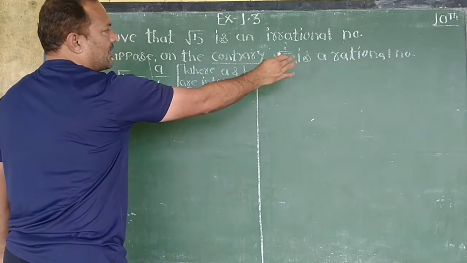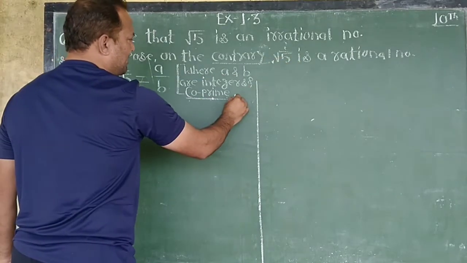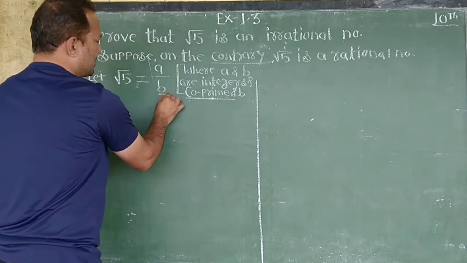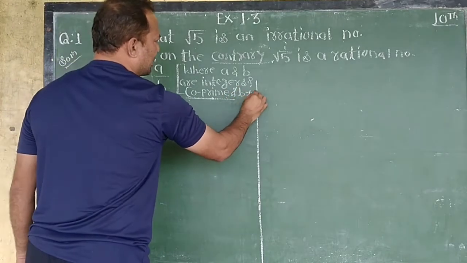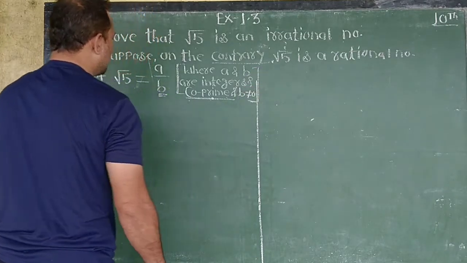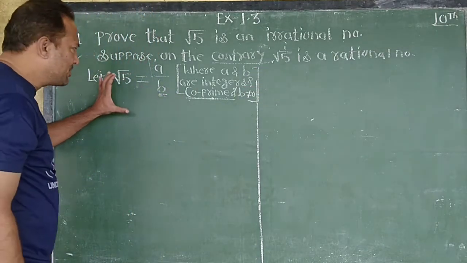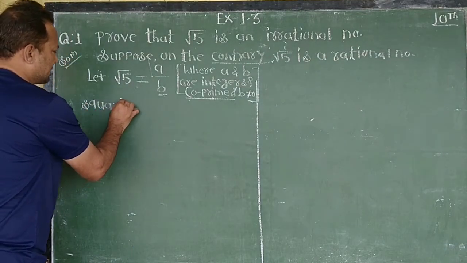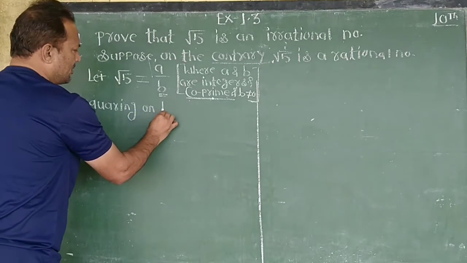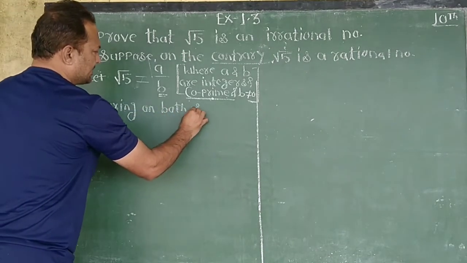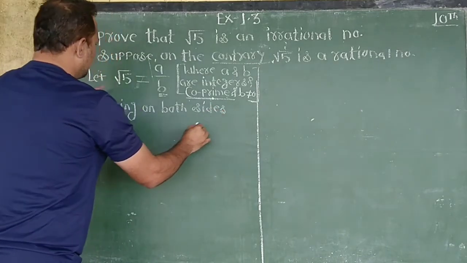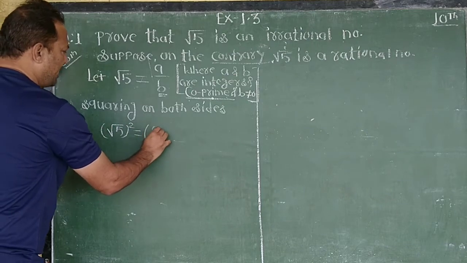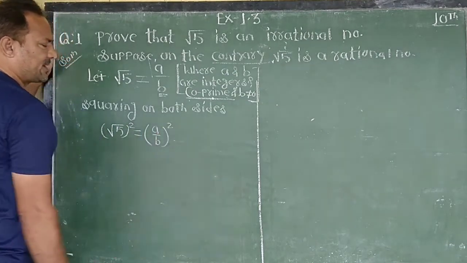And this is a rational number. Rational number means a quotient, where b is not equal to 0. Now we have to simplify. Then squaring on both sides. Root 5 bracket square is equal to a by b bracket square.